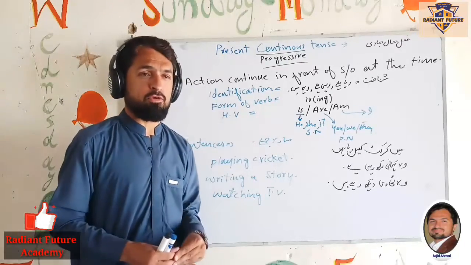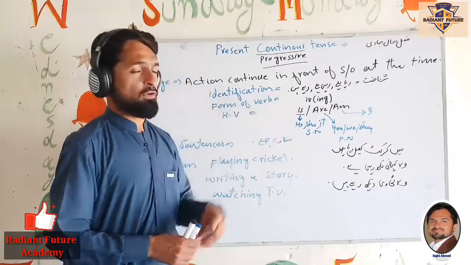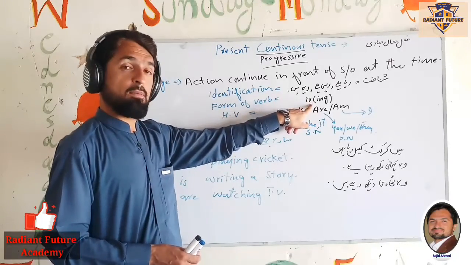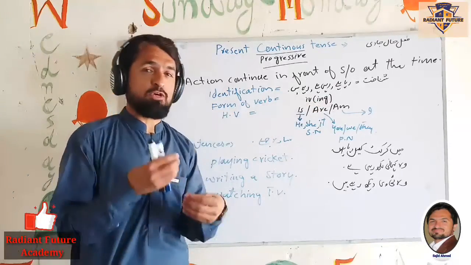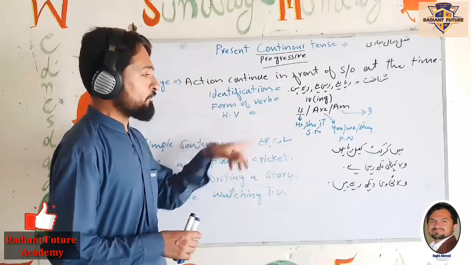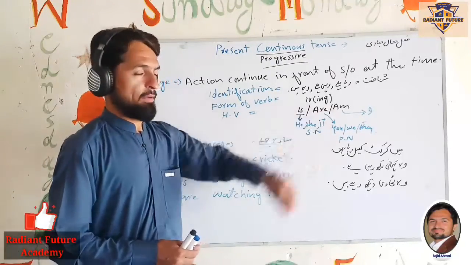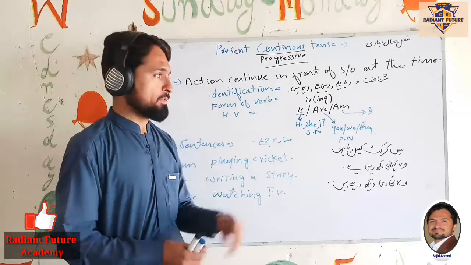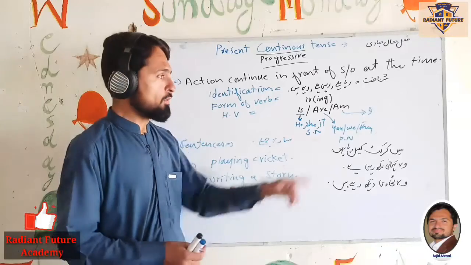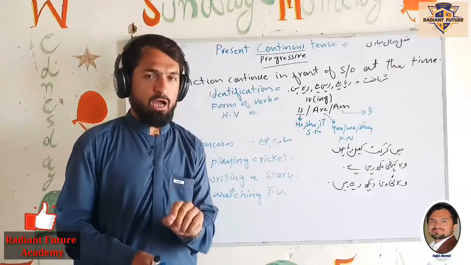After that, we come to the form of the verb. In progressive or continuous tenses, we use the first form of the verb with ing. V1 means first form of the verb, so the first form of the verb is used in ing form in progressive tenses. And after that we have helping verbs. What are the helping verbs? Is, are, am. In this tense there are three helping verbs: is, are and am. Is is used with he, she and singular nouns. Are is used with you, we, they and plural nouns. Am is used just with I.